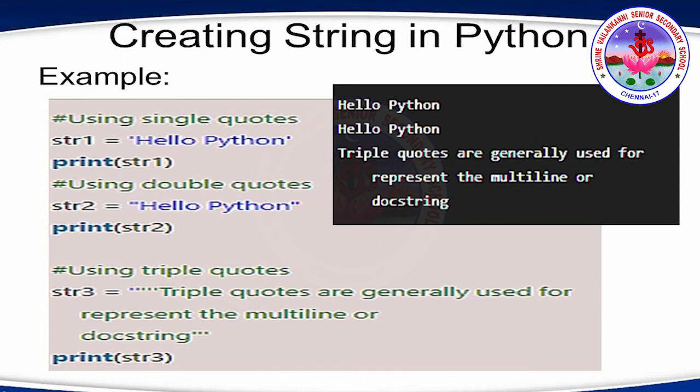As we have seen, print str1 will print hello Python. str2 will also print hello Python. And then comes str3 which will print all the 3 lines.